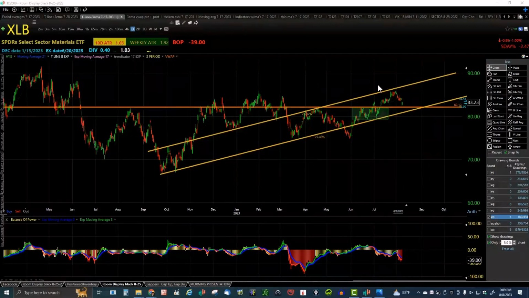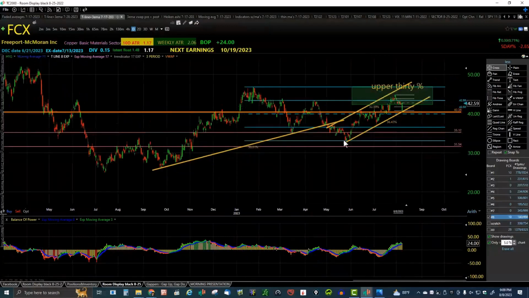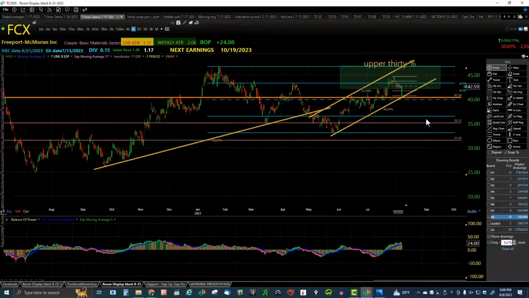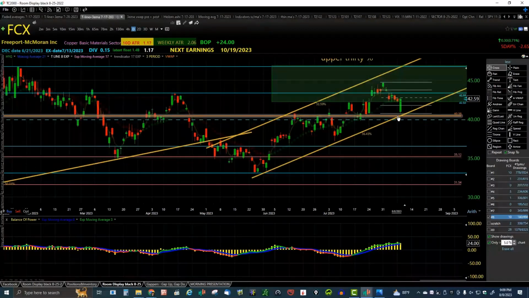Next one, FCX, which I was just talking about. All right, FCX, uptrend channel. Play it from one side to the other side. Notice it's in the upper 30. Look where price came down to. Price moves up, comes back to the midpoint or the minor support. See where it bounces? This is your minor support, right?